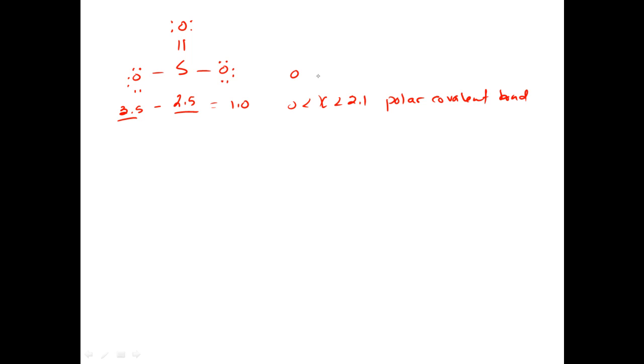If the difference is 0, it's just purely covalent. And if the difference is greater than or equal to 2.1, then we have an ionic bond. This is all under electronegativity if you want to look at it in the book. If you said 3.5 minus 2.5 and you got a negative 1.0, that's fine. We're just looking at the absolute value here. The difference is 1.0, which means we have a polar covalent bond.